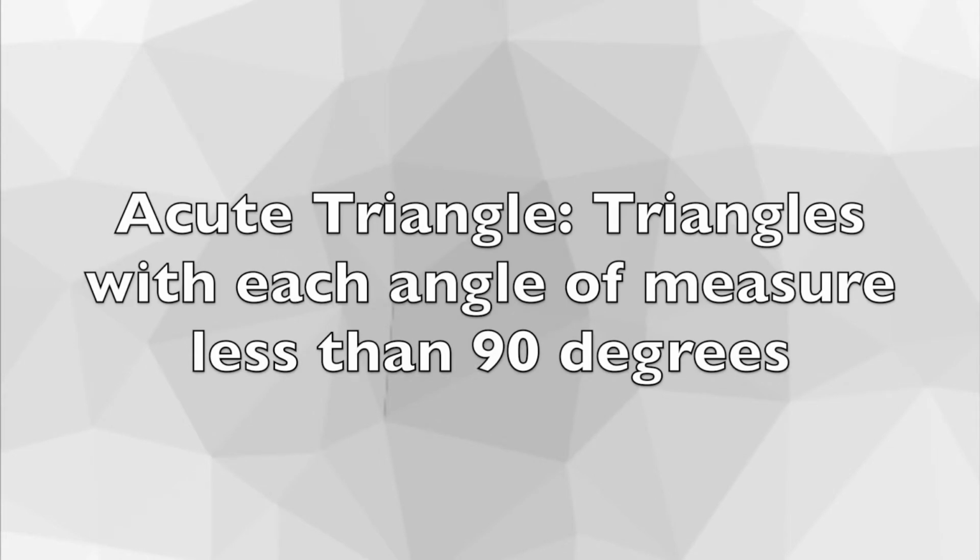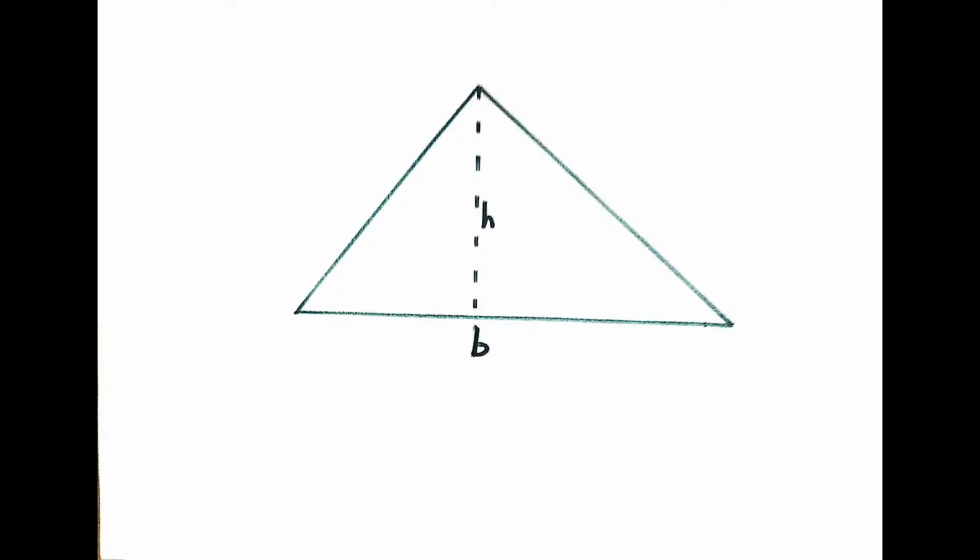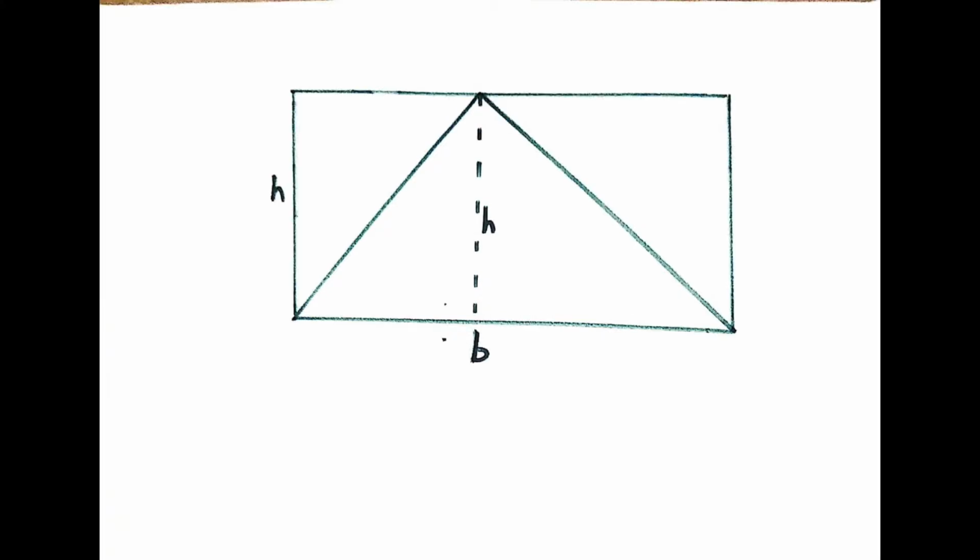First, we will look at acute triangles. Acute triangles are triangles with no angles of measure greater than or equal to 90 degrees. Let one side be the base. Now we construct the segment that gives us the height h. Now construct a rectangle around the triangle, as shown in this picture. Observe that this rectangle consists of our original triangle and 2 smaller triangles.